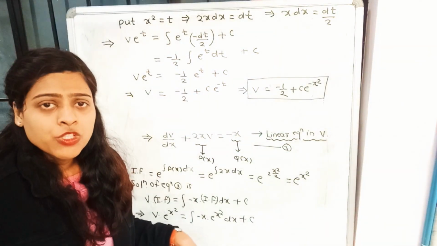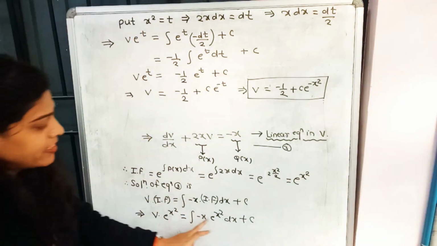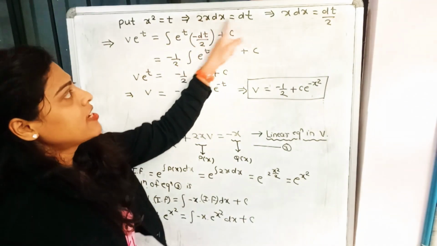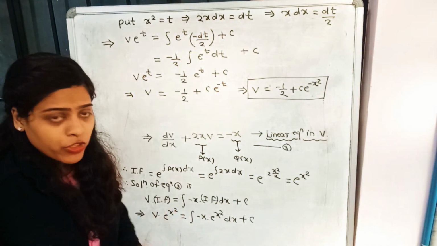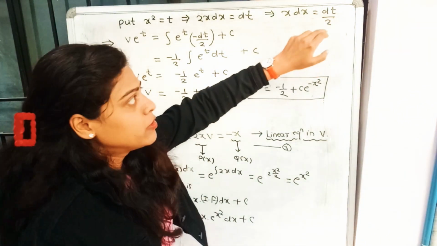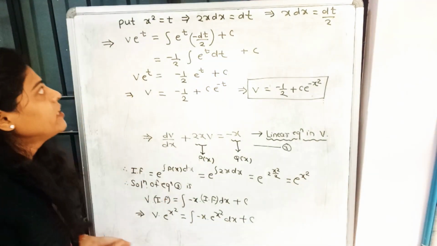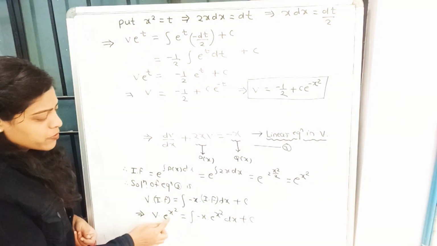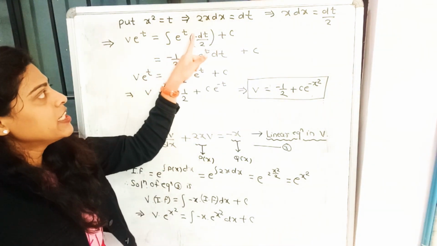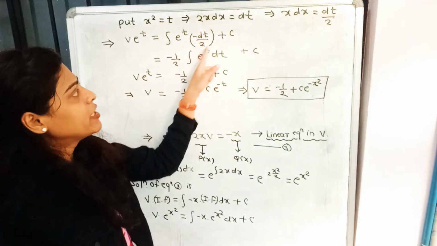Now to find the solution, we use the concept of substitution. Put x squared equal to t, then take the derivative on both sides: 2x dx is equal to dt. We want to find x dx, so x dx is equal to dt by 2. Use these values in this equation, then we get v times e raised to t, since x squared can be replaced by t, is equal to the integral of e raised to t times x dx, which is nothing but dt by 2, so minus dt by 2, plus c.